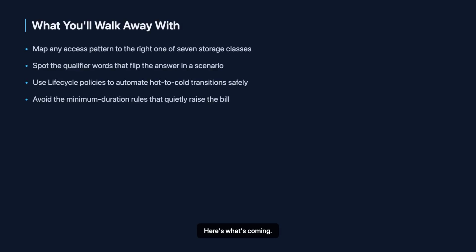Here's what's coming. S3 looks like one service, but it's actually 7 storage classes with very different price tags, and the cost gap between them is enormous. In the next few minutes, you'll learn how to map any access pattern to the right class, how to automate the transitions with lifecycle policies, and how the minimum duration rules on the colder classes can quietly raise your bill if you move data too soon. The durability story stays the same across all of them, which is the one fact most people get wrong on first read.